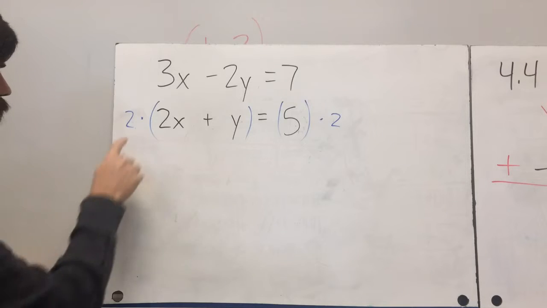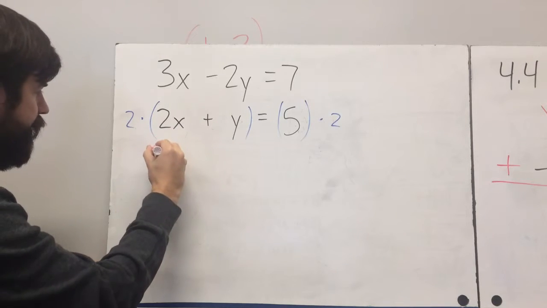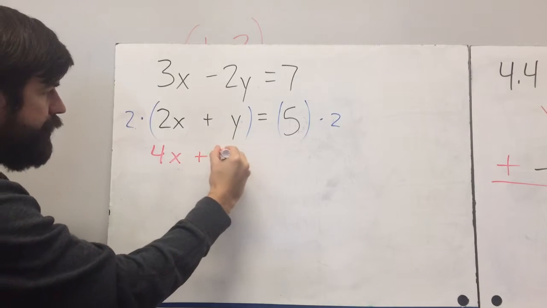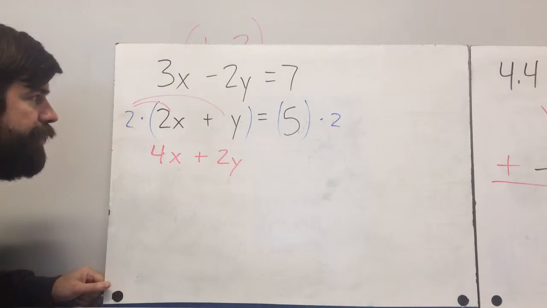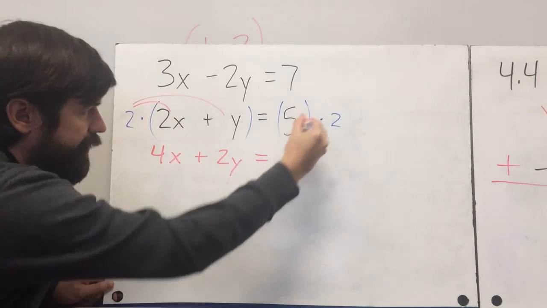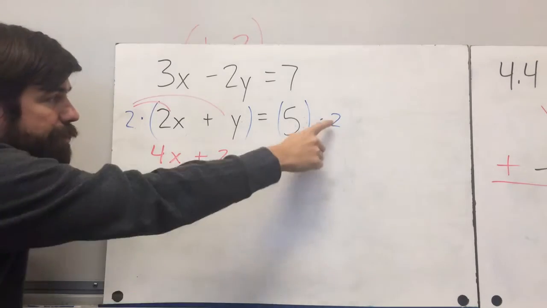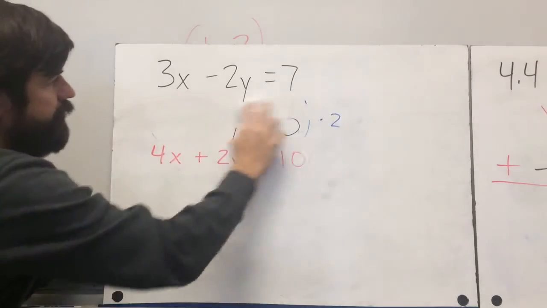So let's do it. 2 times 2x would give 4x. 2 times y would be 2y. I just distributed there and there. Right? And then over here, 5 times 2 is 10. That's the important part. You got to remember to do it on both sides. Don't forget about that. All right.